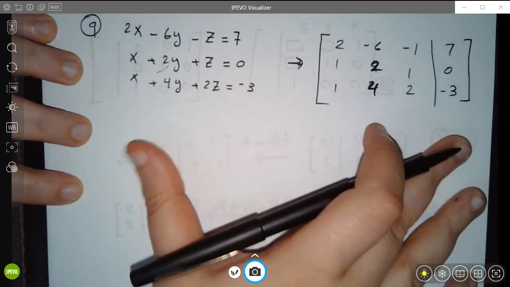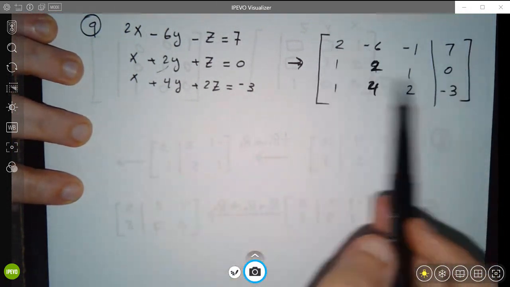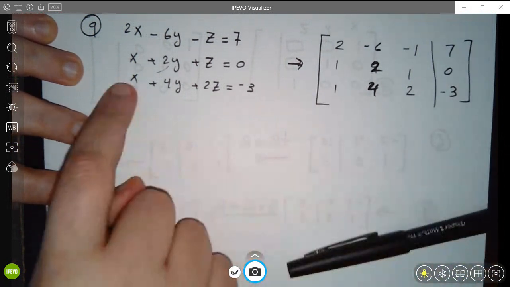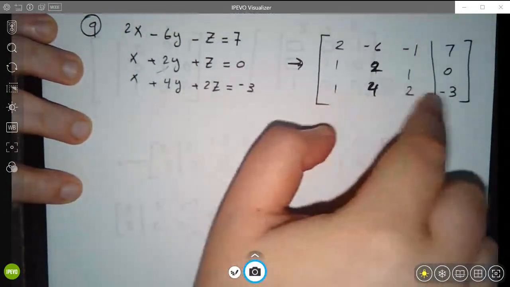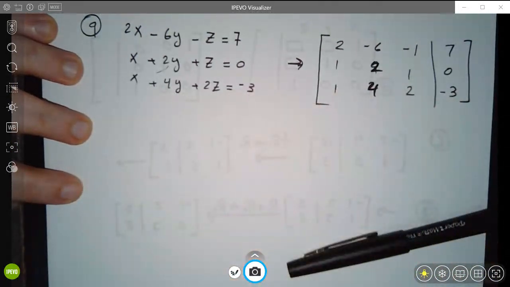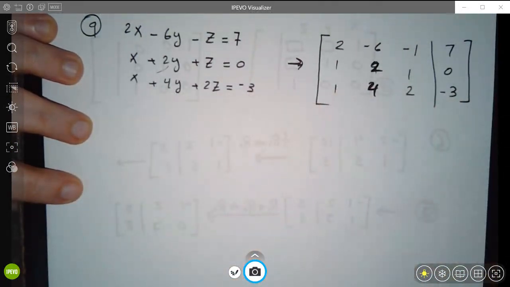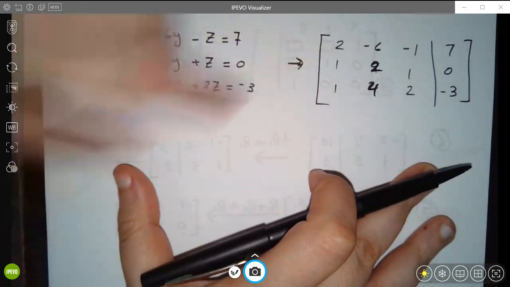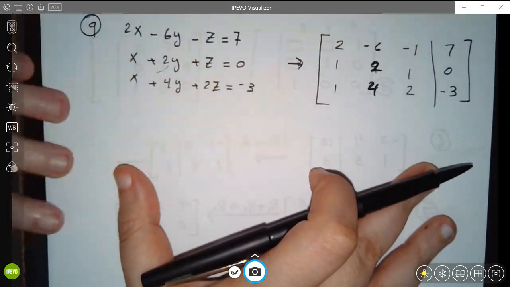Okay, here's my matrix. First equation, second equation, third equation. You guys see how it looks? 1, 4, 2, 1, 4, 2, and the answer is negative 3. Yeah? So we translated the system to a matrix. Now we're going to solve in matrix form.